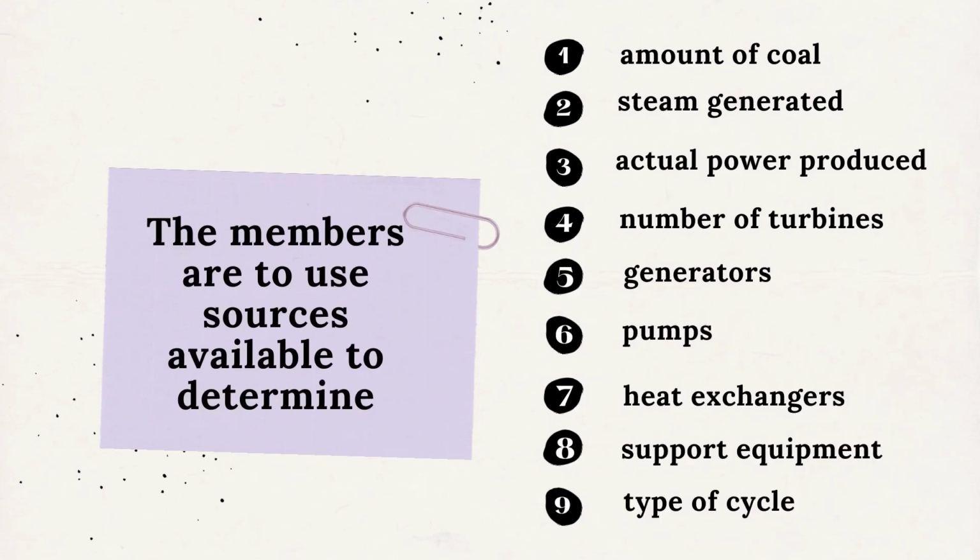For this integrated project, the members are to use sources available to determine the amount of coal required, steam generated, actual power produced, number of turbines, generators, pumps, heat exchangers, and support equipment, and type of cycle model.